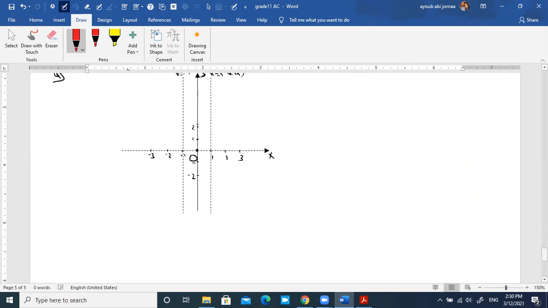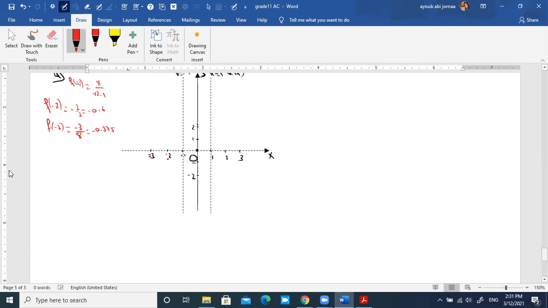To make the graph easier, take some particular points: f of negative 2, replace in the function f of x, that is x over x squared minus 1. Negative 2 over 3 is negative 0.6, and f of negative 3 is negative 3 over 8, which is negative 0.375. So negative 2, negative 0.6 is this point, and negative 3, negative 0.375 is a bit above it.